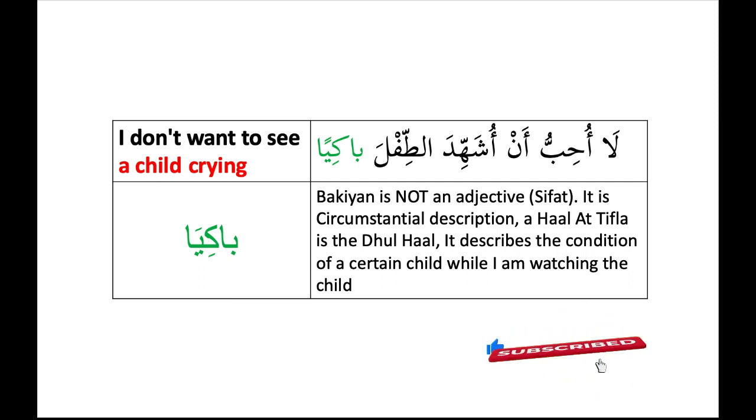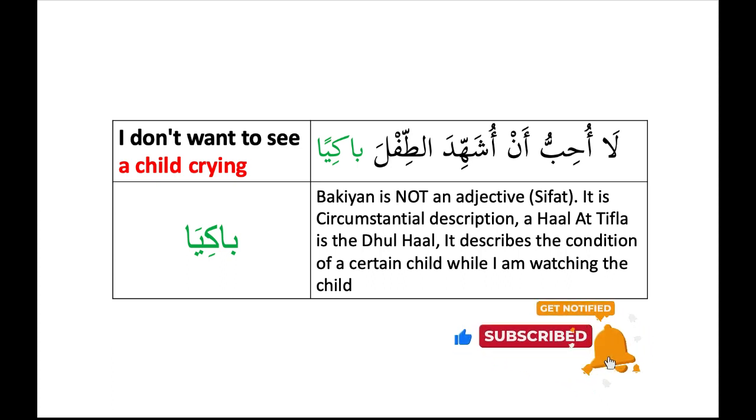Let's look at the example. La uhibbu an ushahhida tifla bakiyan. I don't want to see a child crying. Bakiyan is not an adjective here. It is a circumstantial description, a hal, and at-tifla is the dhul hal here. It describes the condition of a certain child while I am watching the child.